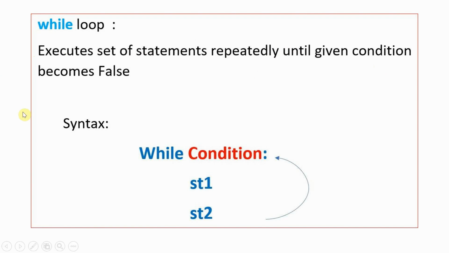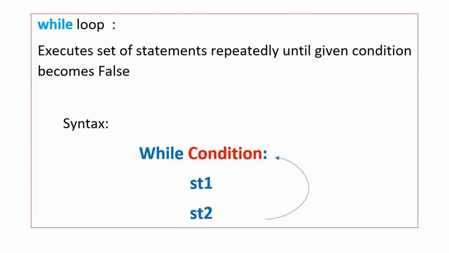Let's see the syntax, how you have to write it. Here while is the keyword. After that you have to specify the condition, similar to an if condition. After that you have to put a colon. After finishing that line, you have to give some indentation. With the indentation you have to write some statements. All the statements you have written here come under the while loop. If the condition is true, these statements are executed repeatedly.